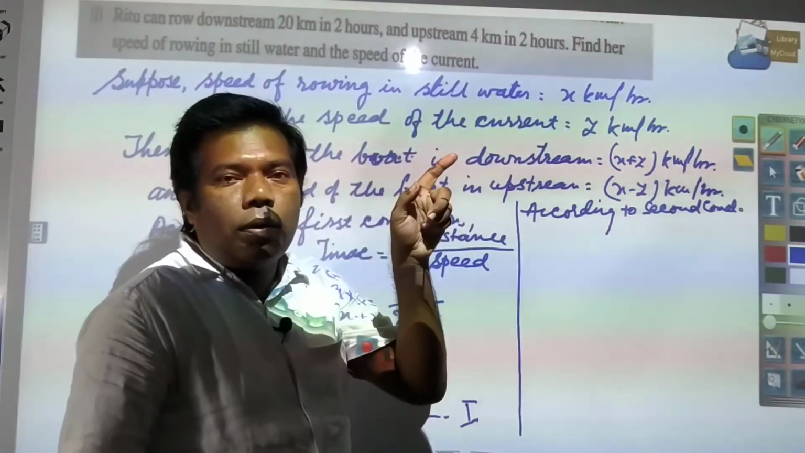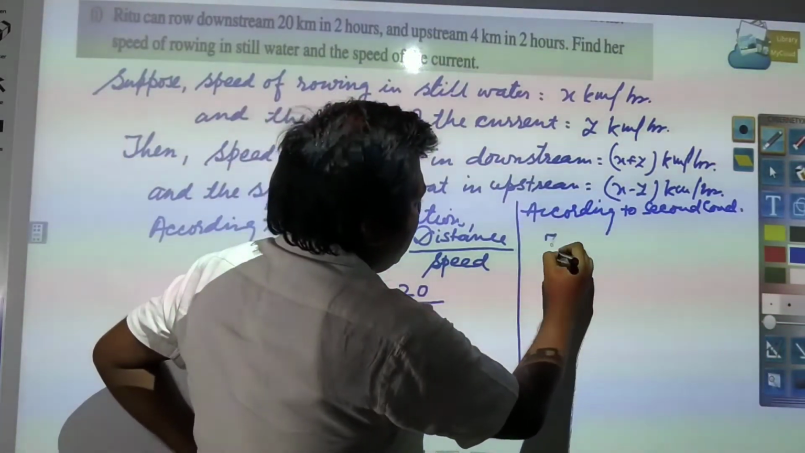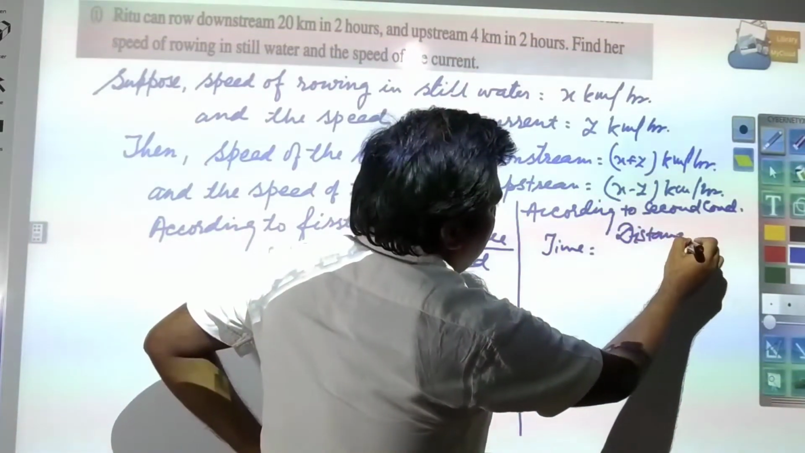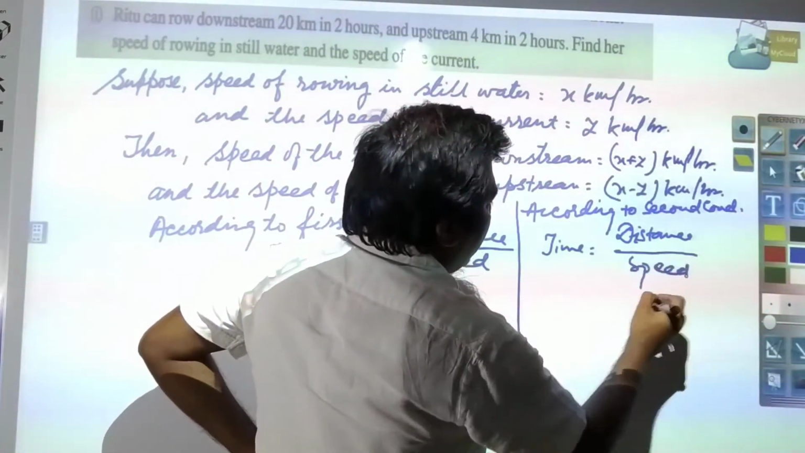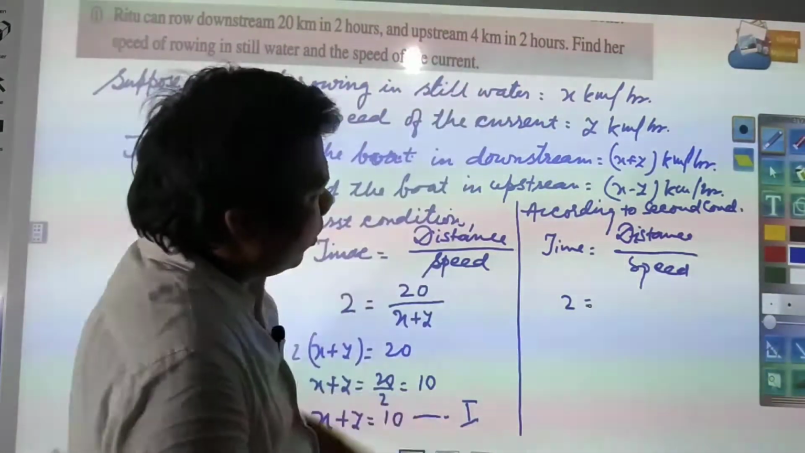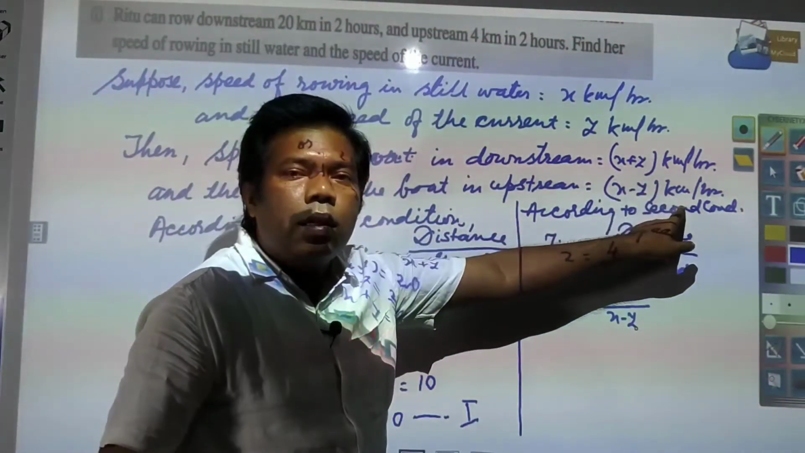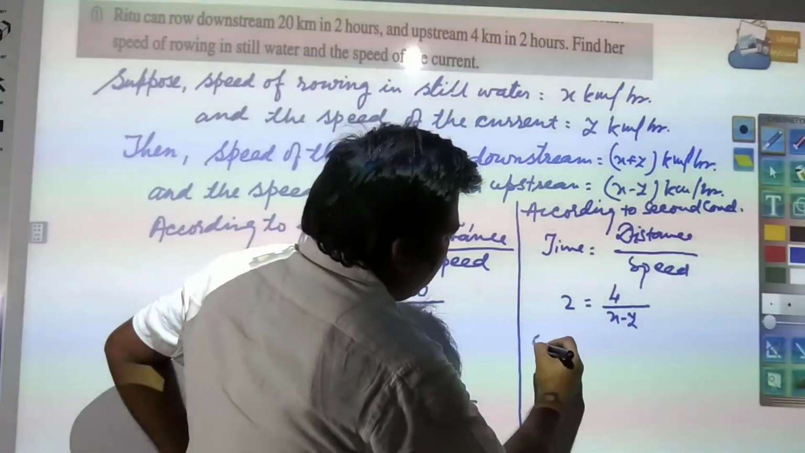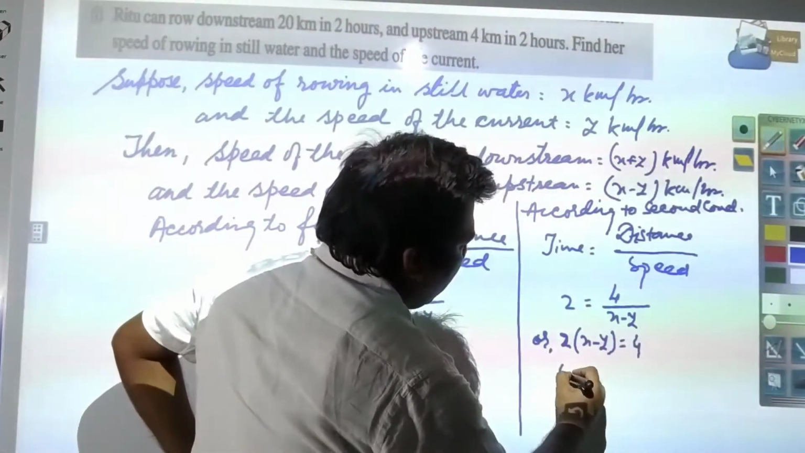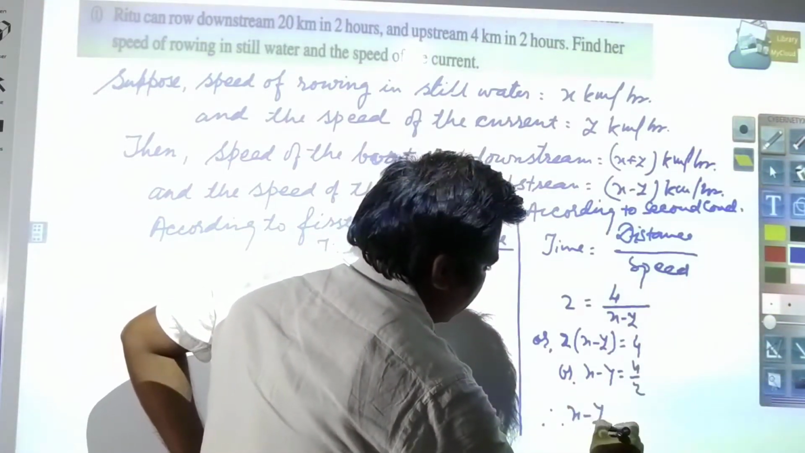Upstream, 4 km, 2 hours. Upstream again, time is 2 hours. Time is equal to distance by speed, and this will be 2 is equal to distance, which is 4 km, by x minus y kilometer per hour. Therefore, again it can be written as 2 into x minus y is equal to 4, or x minus y is equal to 4 by 2, and therefore x minus y is equal to 2.